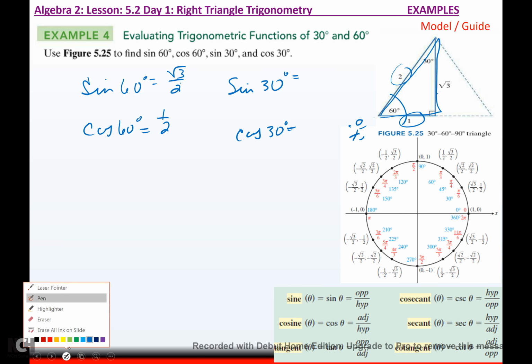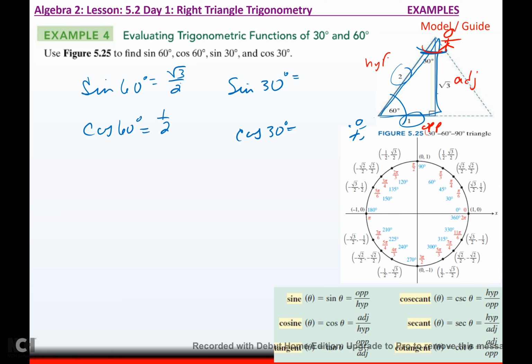Now for sine 30 and cosine 30, we have to move up to the 30-degree angle. So now I'm going to be standing up here at the 30-degree angle, which now makes this opposite and this adjacent on that hypotenuse. So to do sine of 30, it's opposite over hypotenuse. To do cosine of 30, it's adjacent over hypotenuse. Yeah? And I don't have to rationalize anything. But again, look at your 30 degrees. Sine is y, cosine is x.